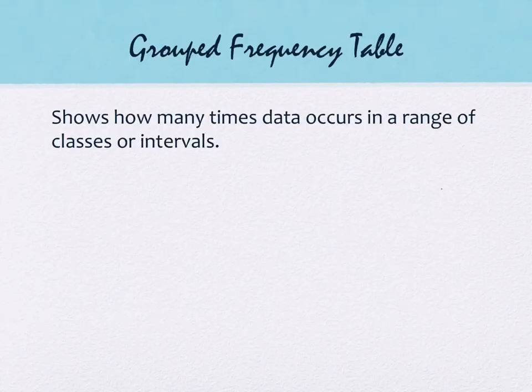Our last one we're going to look at today is going to be a grouped frequency table. Grouped frequency tables group data together in some way. Sometimes there's natural groupings. Sometimes you're told the groupings. So it shows how many times data occurs in a range or class or interval. We're going to do one that has a natural grouping because we've already got the grades data in our set right here. We've been working with it.